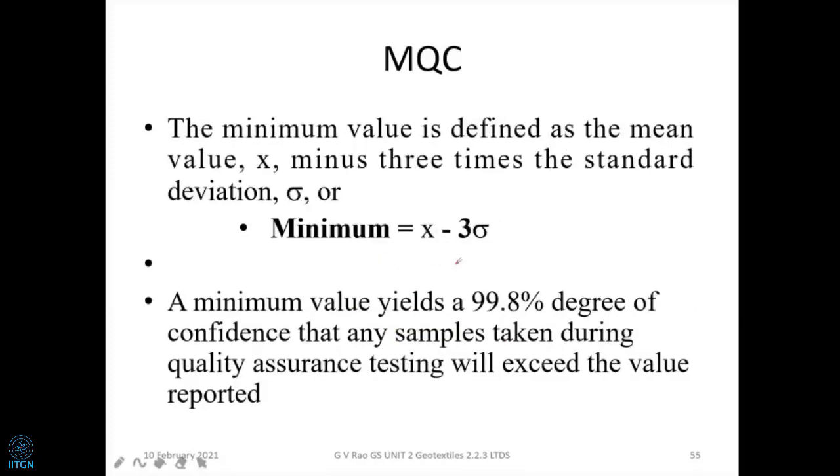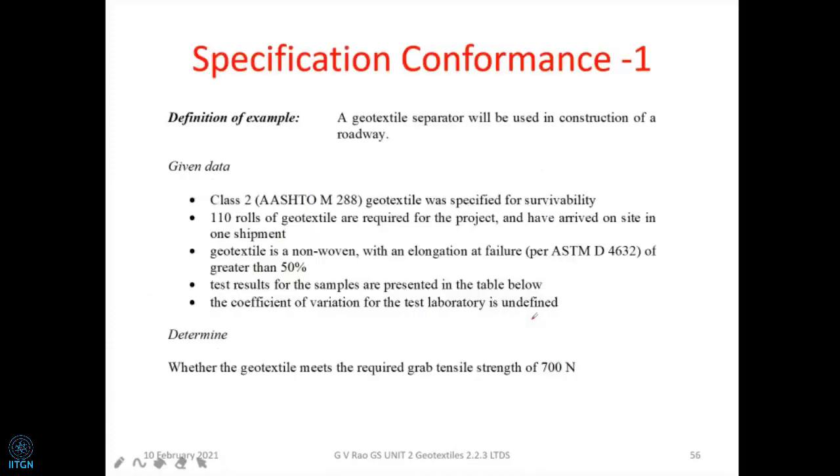And if you really require the minimum value, it will be the mean value minus 3 times the standard deviation. This is basically statistical. So the minimum value yields 99.8%. Before all these things came, people were always quoting a value like 100 kN plus minus 5%. What do you mean by plus minus 5%? If our design value is going to exceed the minimum value, we can't do anything at all. So that's why the MARV business has come now. Let us see how to use it.